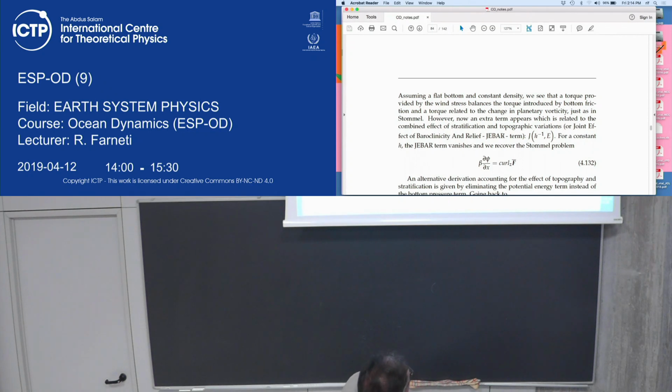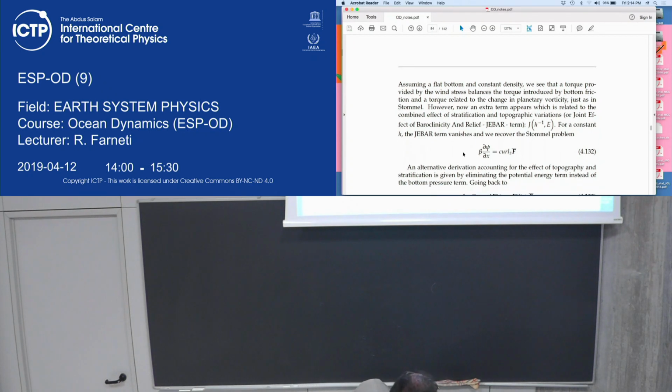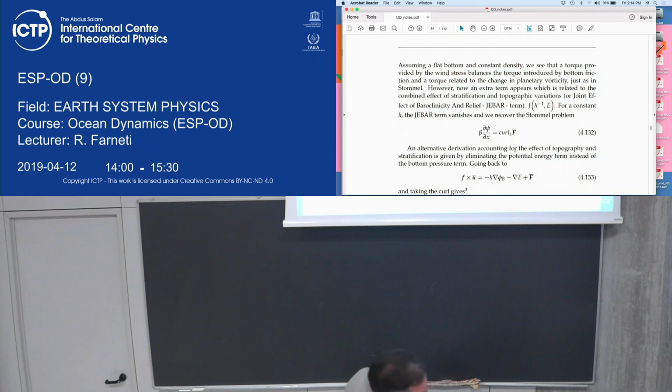If that term vanishes, then you recover the Stommel problem, which is simply this, okay, a balance between the wind stress curl at the surface, some diffusivity term, which could be bottom drag or horizontal friction, and the advection of planetary vorticity, beta. Okay.